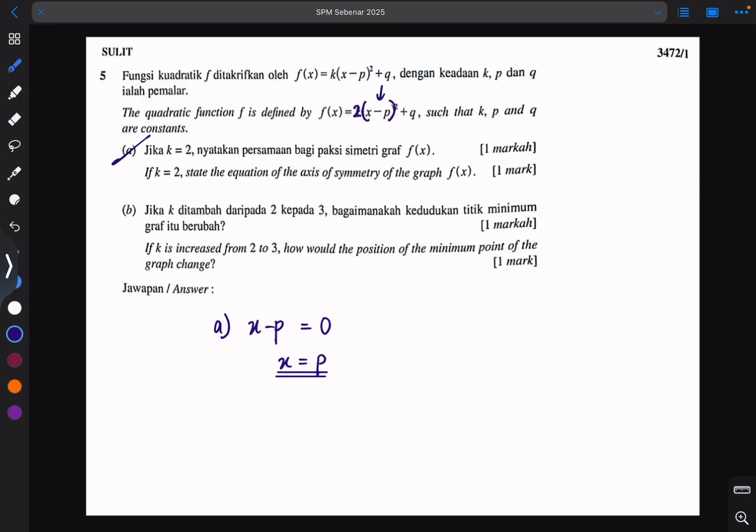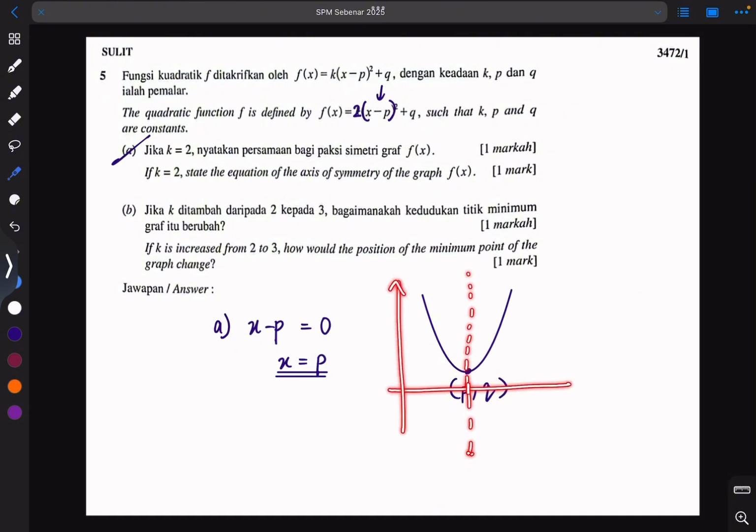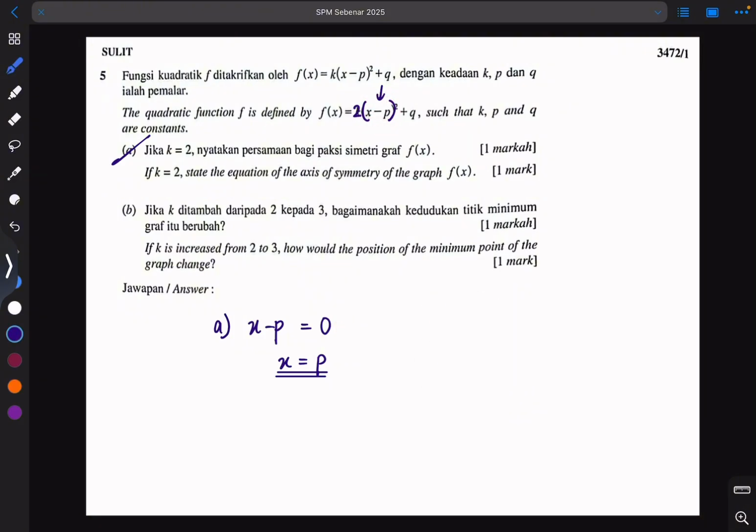Right. So, okay, let me just show you an example graph. So let's say this is our graph. Since this is the vertex, PQ, our graph will be symmetrical along this line. So this line will be x equals to P. So axis of symmetry, you just take the one inside the bracket equals to 0, then you get the axis of symmetry lah.